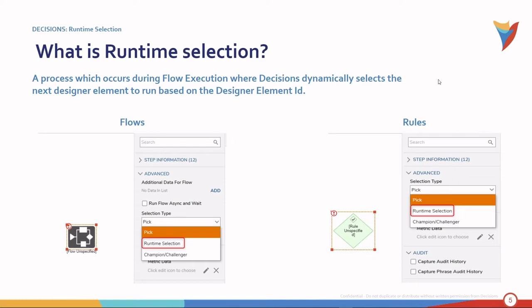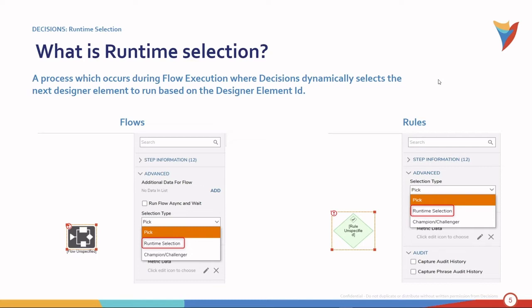Now, what we will cover in depth is runtime selection. So what is runtime selection? It is a process which occurs during flow execution where Decisions dynamically selects the next designer element to run based on the designer element ID. So this is a very neat concept that you can use inside of Decisions on specific steps. Specifically, it's going to be on the subflows and also your rules.